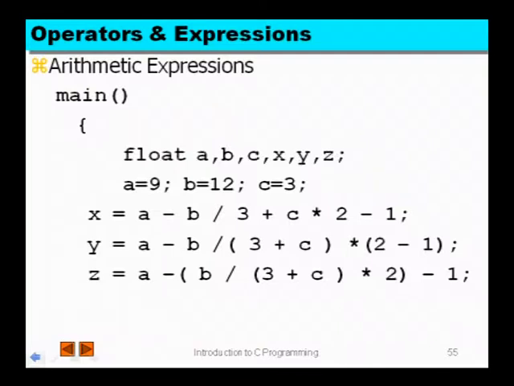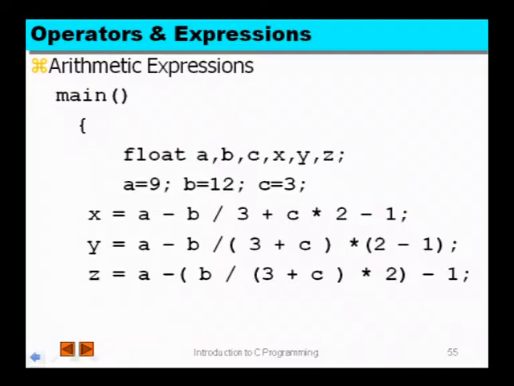Yes. Then similarly, y is equal to (a minus b) divided by (3 plus c) multiplied by 2 minus 1. So, we will see what happens. Here again, which expression will be evaluated first? a minus b will not be evaluated, division should have been performed, but here the expression within the parenthesis, 3 plus c, is evaluated first. What is the value of c? c is equal to 3, 3 plus 3 becomes 6.